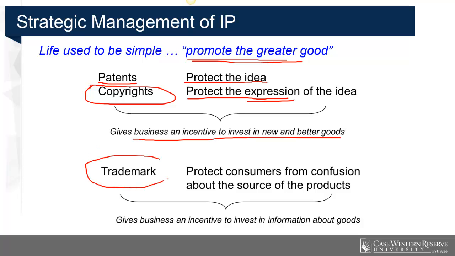A trademark is another form of intellectual property, and actually increasingly a value in today's market. People value trademarks, but the idea was originally to protect customers from confusion about the source of the products. This way, if you trademarked a product, it could not be confused with a knockoff or someone else. And of course, this was to give business an incentive to invest in information about goods. So again, we see that the original purpose of intellectual property was to protect the idea, protect the expression of the idea, and to protect consumers from confusion about the source of the products.